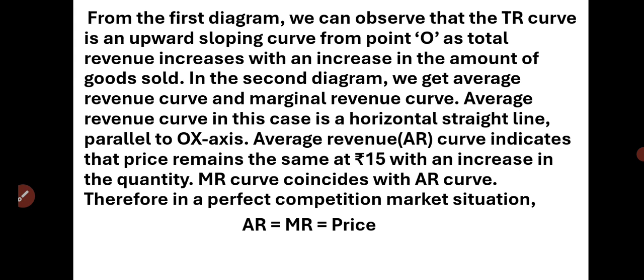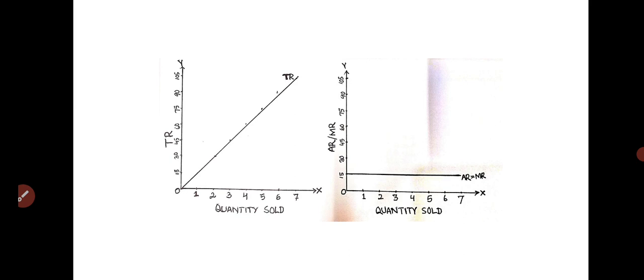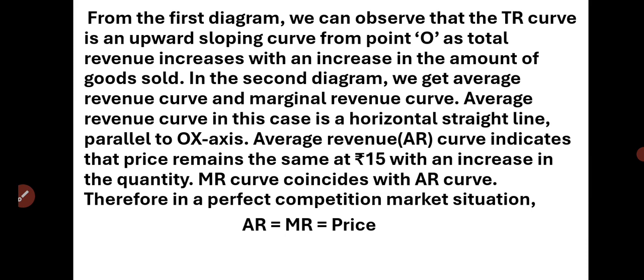And in the second diagram, we get the average revenue curve and marginal revenue curve. The average revenue curve, or AR curve, in this case is a horizontal straight line parallel to the OX axis, and it indicates that the price remains the same at 15 rupees with an increase in the quantity. The MR curve coincides with the AR curve. Therefore, in a perfect competition market situation, AR is equal to MR is equal to price.